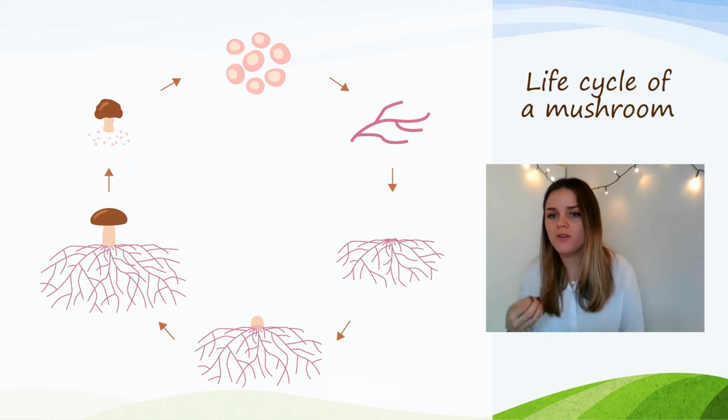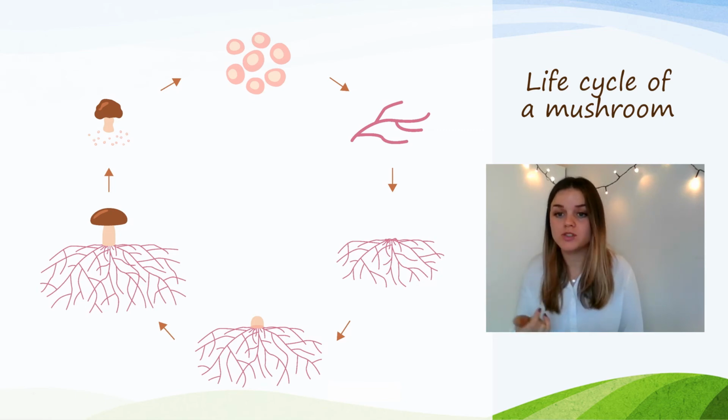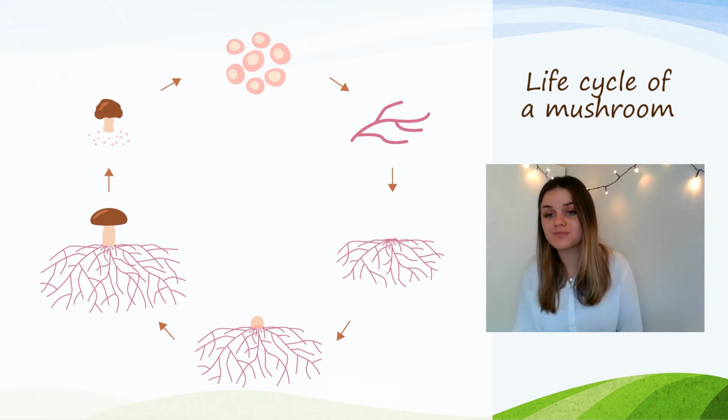So the ring of the mushroom will then break away. The gills of the mushroom will be exposed to the outside environment, and the spores will again be able to travel, and the life cycle will start over again. So I hope this helped, and now you know a little bit more about the life cycle of a mushroom and how that progresses from one stage to the next.